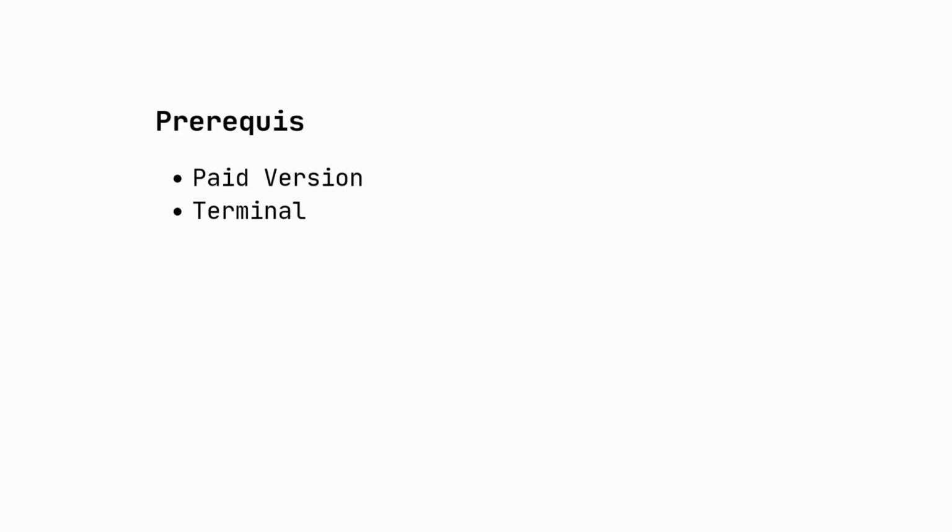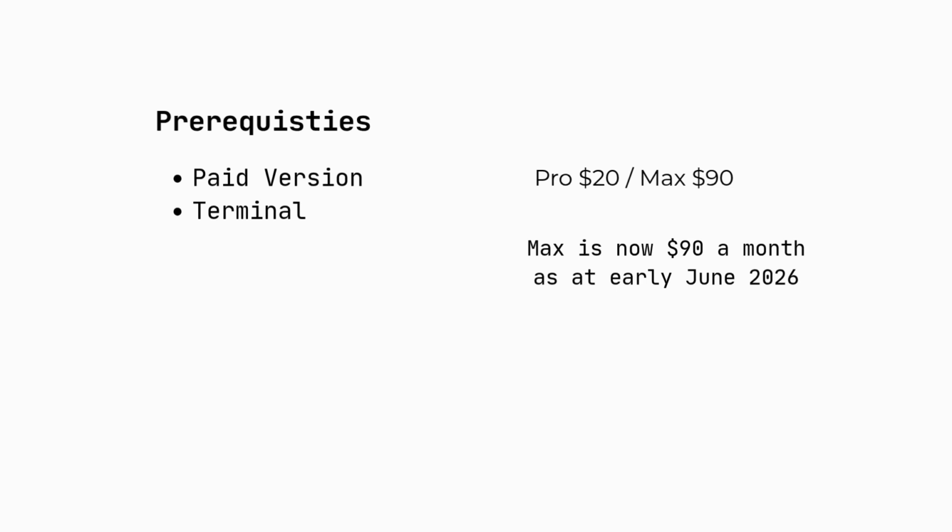Prerequisites. To use Claude Code in the terminal, you have to have a paid version. Now you can either get the $20 a month or the $200 a month. So that's the Pro version or the Claude Max. But for this, the Pro version at $20 a month would be sufficient. Apart from that, you need a terminal, and fortunately, whether you're on a Mac or Windows, they all come with terminals, so you are good to go.